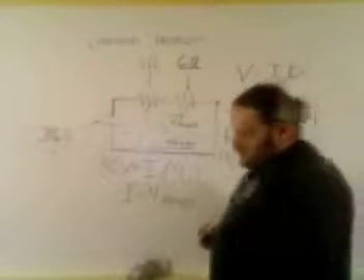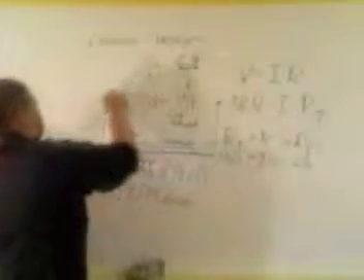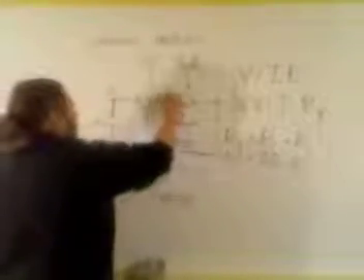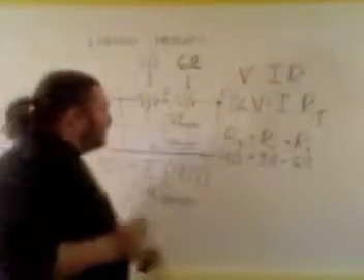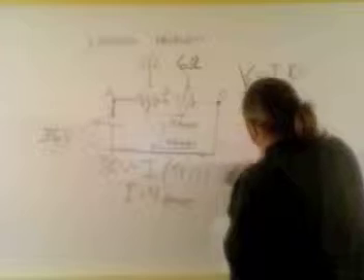Now the next thing I wanted to do is put in a couple of points. I have a point here, I'm going to call A. I have a point here, I'm going to call B. And a point here, I'm going to call C. Now, another thing you need to know about resistors is that resistors consume potential. That's their primary function in life, to consume potential.